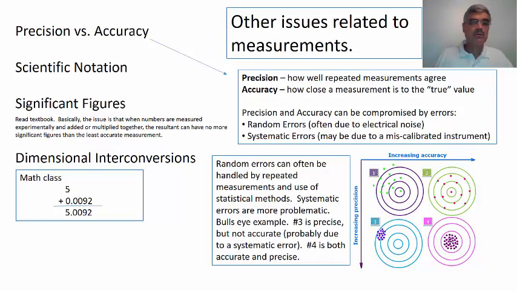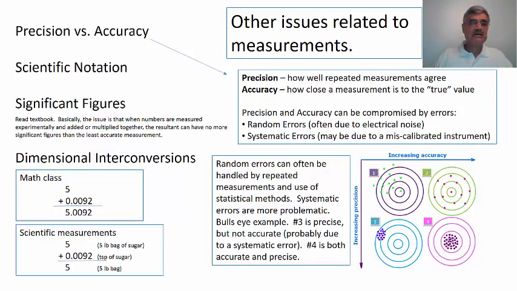To give you an example, in a math class, if you're asked to add 5 plus 0.0092, you would return a value of 5.0092. And I guess that would be right in a math class. But in a science class where you're measuring numbers, if you have 5, such as a 5-pound bag of sugar, and you add to that 0.0092, which is approximately the mass of a teaspoon of sugar, if someone asked you what is the sum of 5 pounds of sugar plus a teaspoon, you would have to say it's a 5-pound bag of sugar.